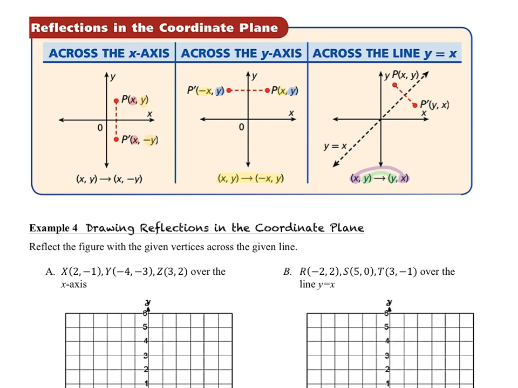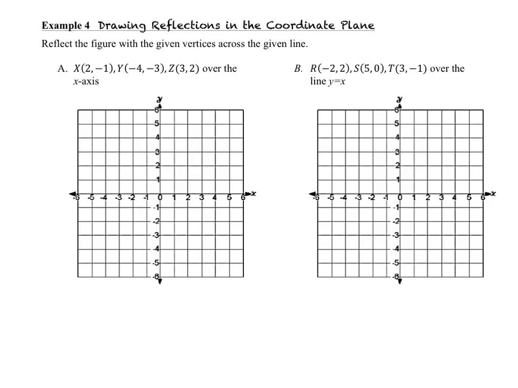So let's take a look at example 4 and practice this new information on an actual coordinate plane with some points. Example 4 says we're going to be drawing reflections in the coordinate plane, and we specifically will be reflecting the figure with the given vertices across the given line.